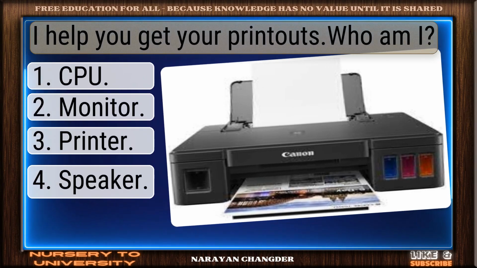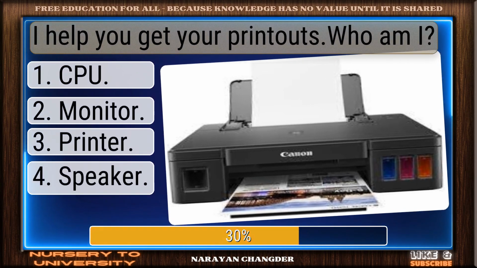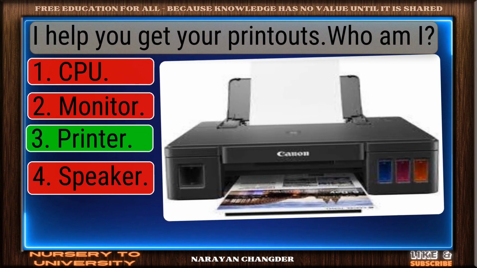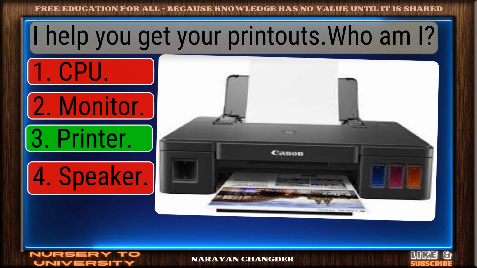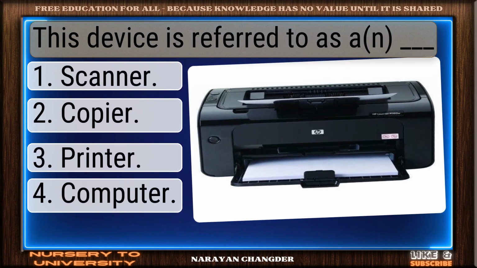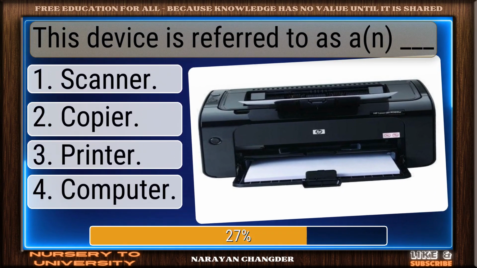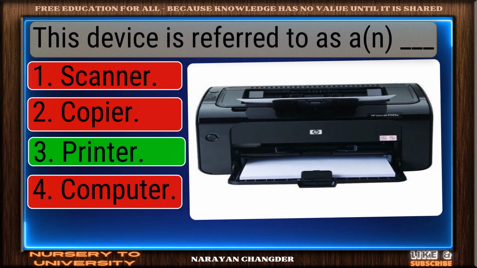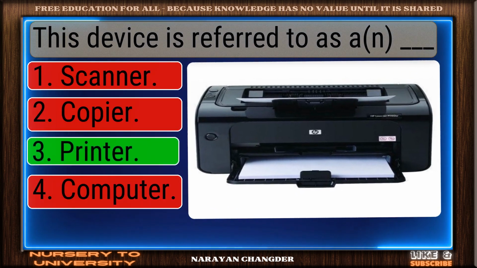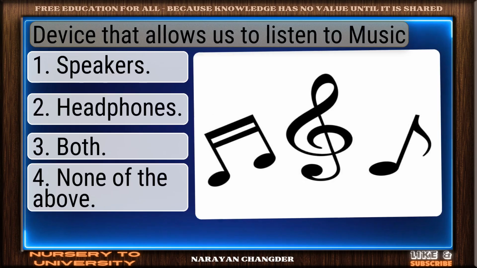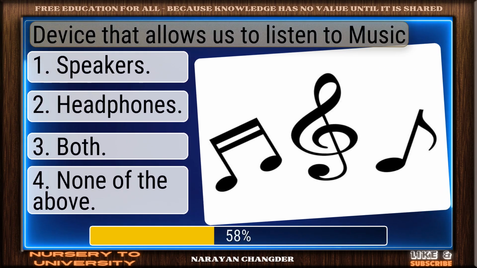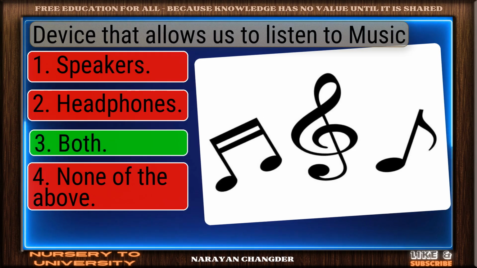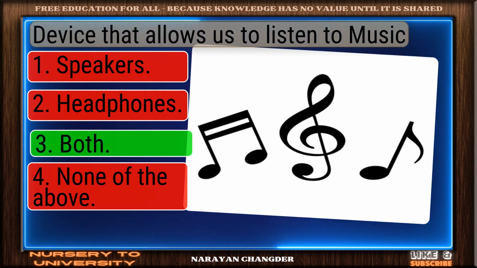I help you get your printouts. Who am I? You chose printer, and it is correct. This device is referred to as a dash. Correct response. Printer is the most accurate answer. Device that allows us to listen to music. You got it. Your choice both is right.